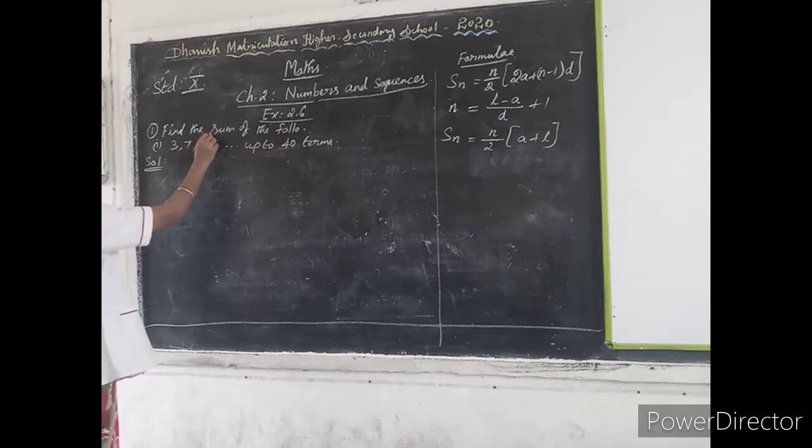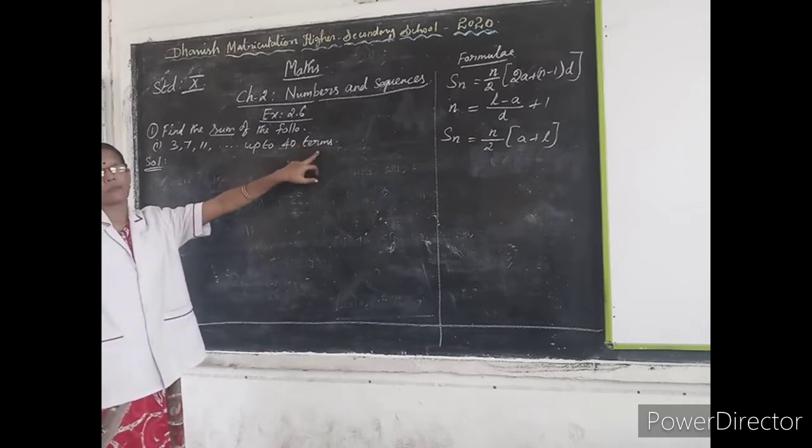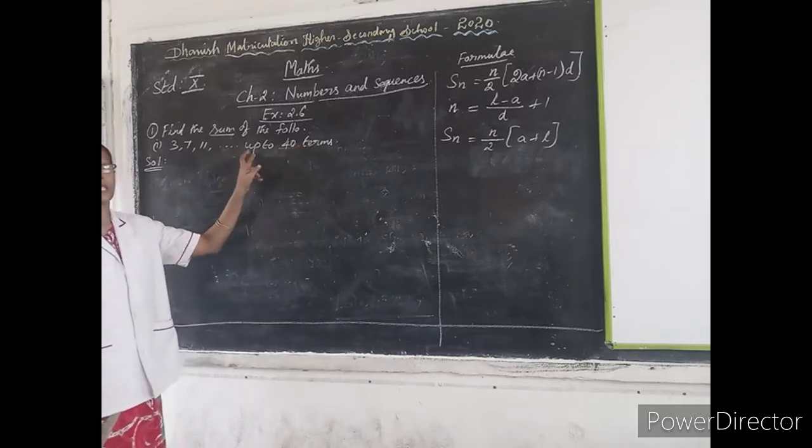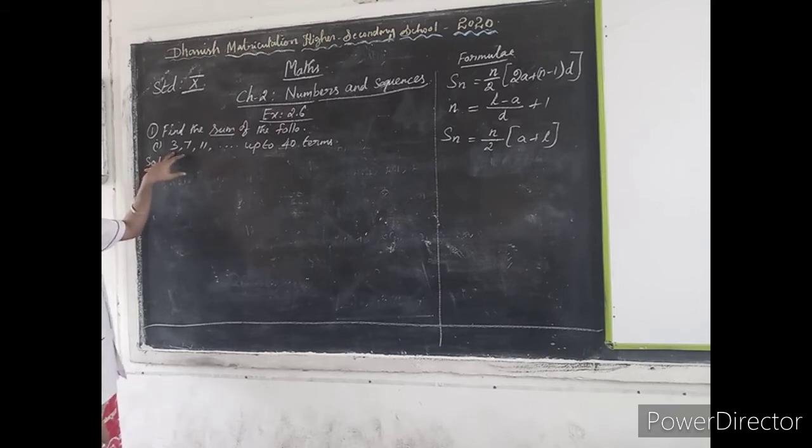So here, find the sum of the following. First question, 3, 7, 11, etc. up to 40 terms. Here the last term is not given. Here one series is given. First we have to check what this is, whether it is an arithmetic or geometric series.